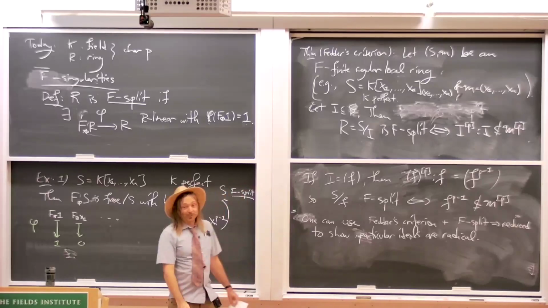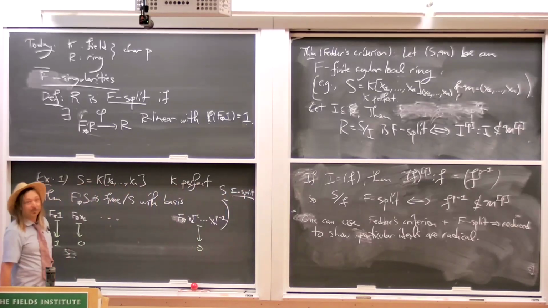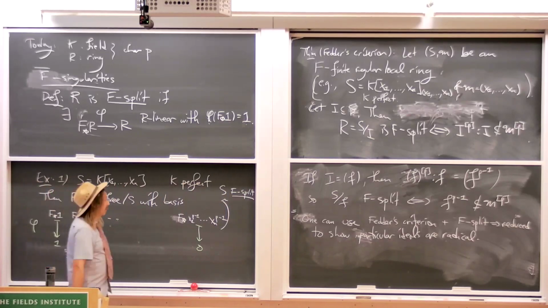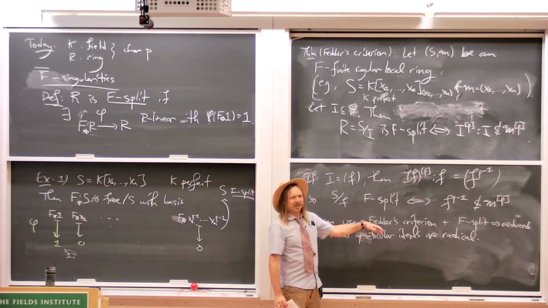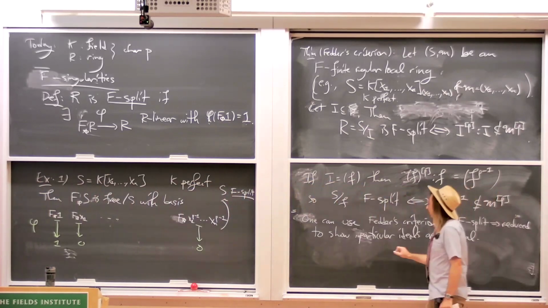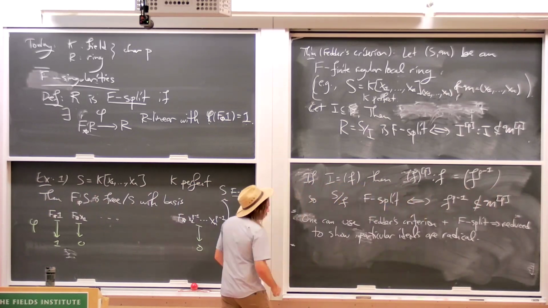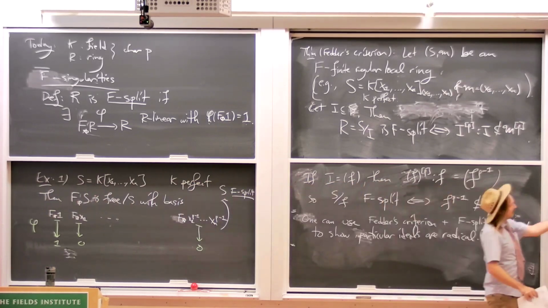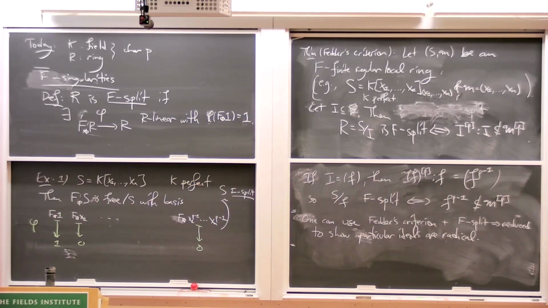It's often not easy, when confronted with a random ideal, to determine whether it's a radical ideal or not. One can actually use Fedder's criterion to help you do this. Generally, Fedder's criterion plus other wits. Let me leave this like this, because I have another application in mind too.